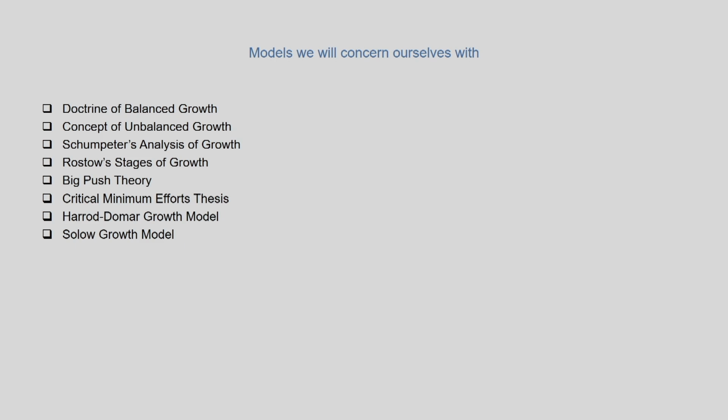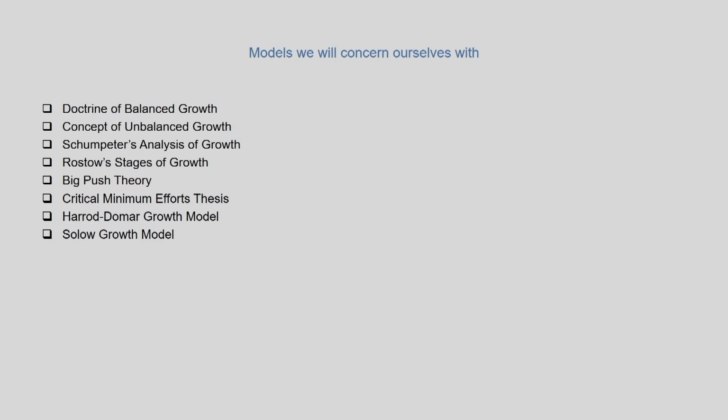While there are various models of development and growth that we see in courses on growth and development, because of constraints of time and space, we will concern ourselves with only the following: the doctrine of balanced growth, the concept of unbalanced growth, Schumpeter's analysis, Rostow's stages of growth, which I have briefly touched upon but we will look at in detail, the big push theory, the critical minimum efforts thesis, and the classical development models of Harrod-Domar and Solow.